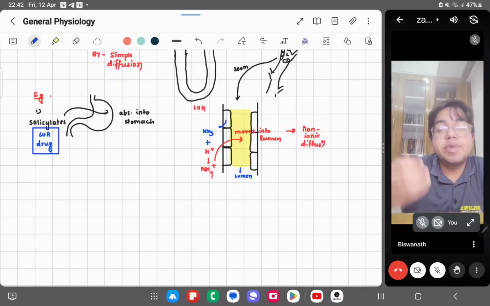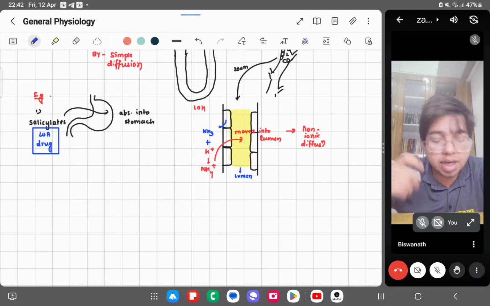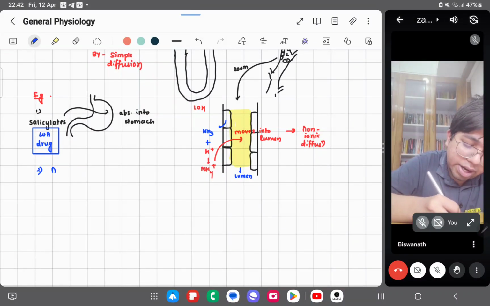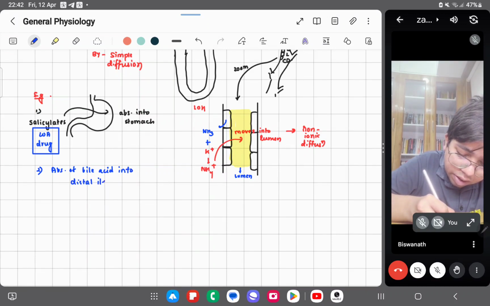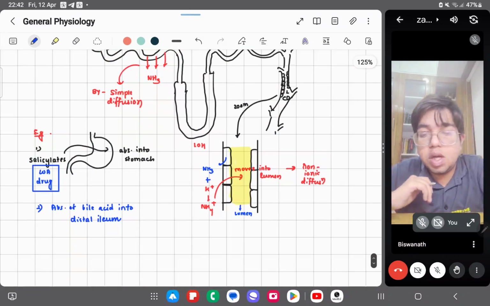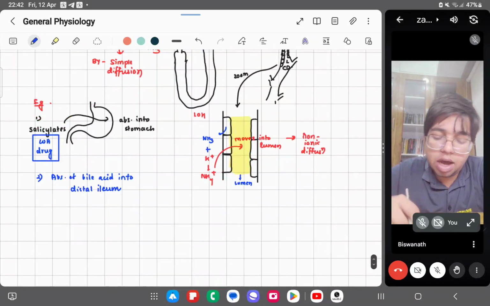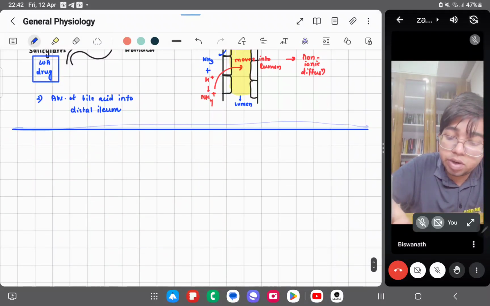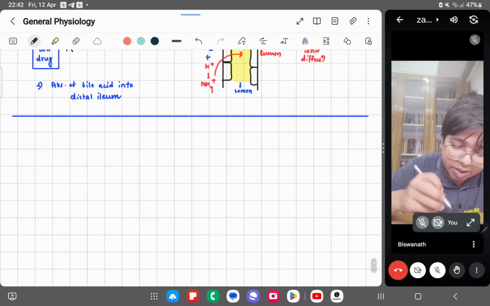And absorption of bile acid in the distal ileum. So the second example you can write is absorption of bile acid into the distal ileum. Okay, so this completes our passive mode of transport. Let's move on to the active transport.